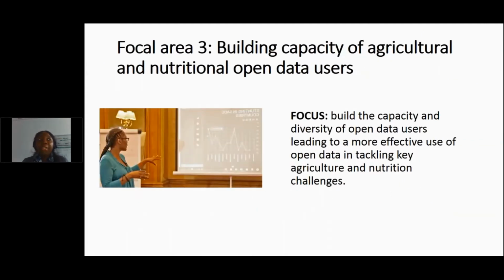So the focal area that we are going to talk about is focal area 3, building capacity of agriculture and nutritional open data users. And the focus in this work package is really to build the capacity of a diverse set of users of open data and producers of open data, to give them the capacity to understand what open data means, how it can be used to solve the challenges in agriculture and nutrition.